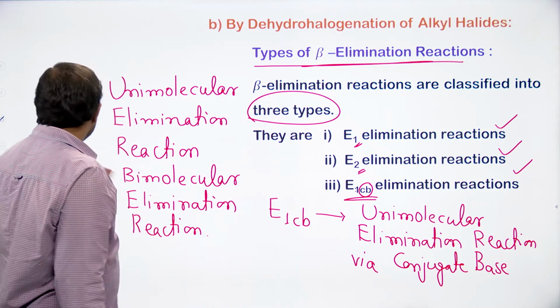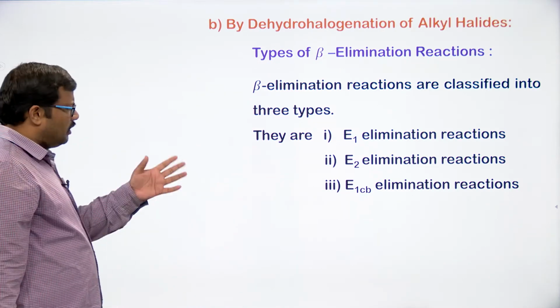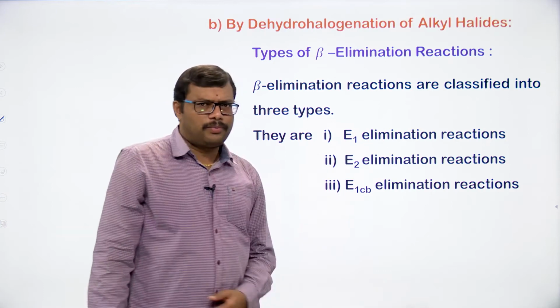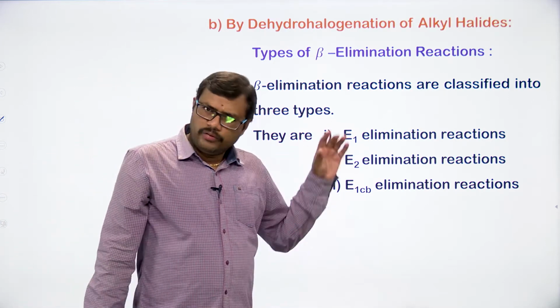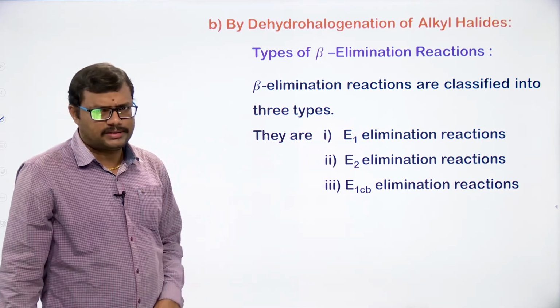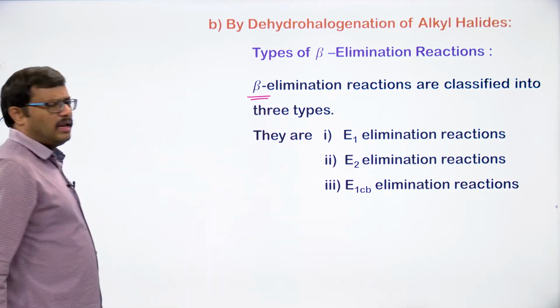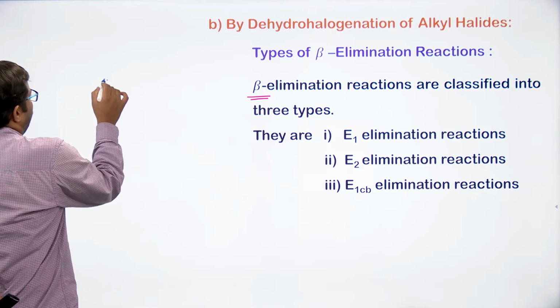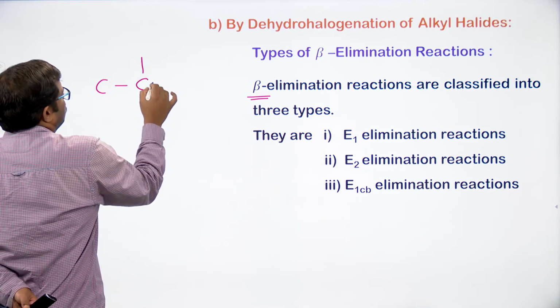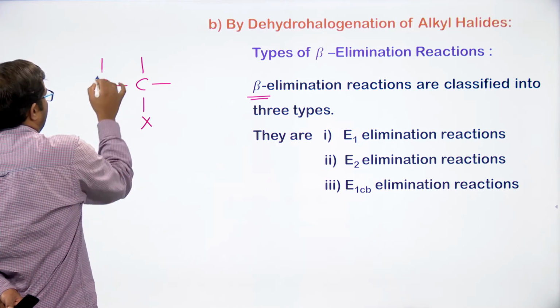Here is how the terms are given and how we are going to get the different names for these reactions. We are going to discuss all these reactions in detail, so do not worry. So, what is exactly happening in this case? These are all beta elimination reactions. I am representing it this way.